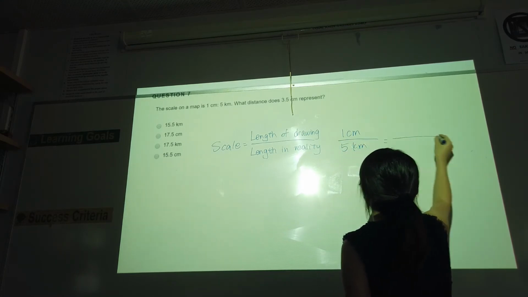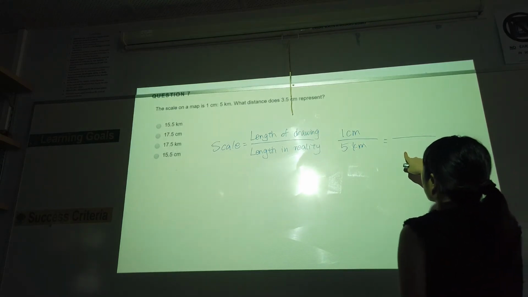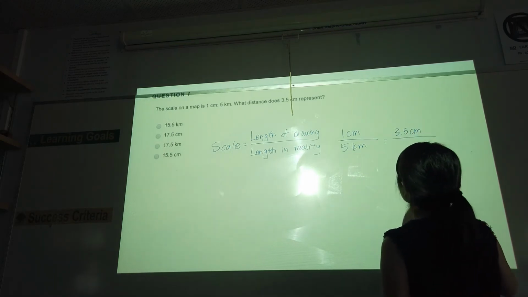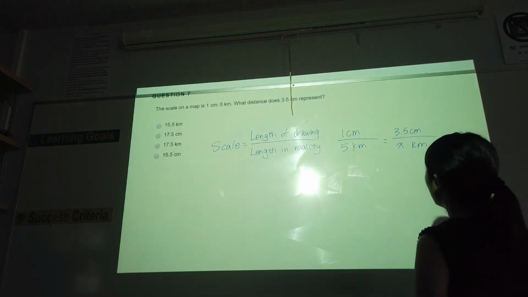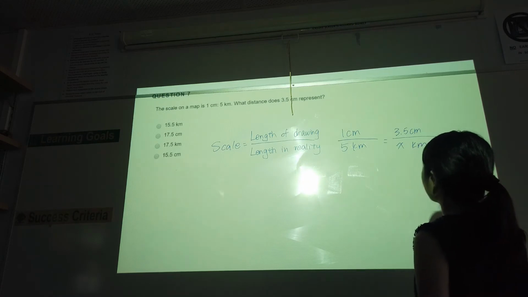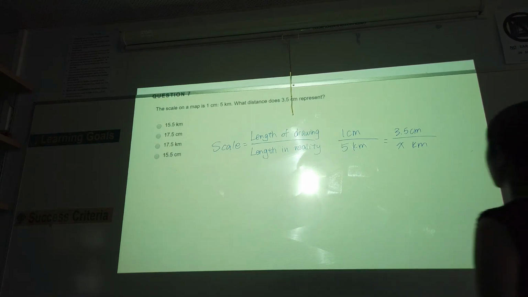And that is equal to, I'm going to make an equivalent fraction, comparing 3.5 centimeters with x kilometers. I want to know what distance 3.5 centimeters represents in reality. Because we have an equivalent fraction, we are going to use cross multiplication.